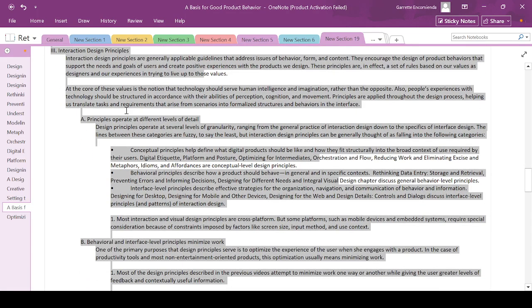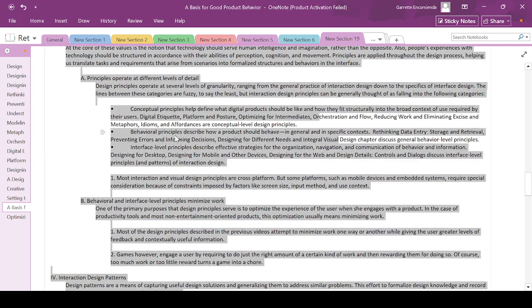At the core of these values is the notion that technology should serve human intelligence and imagination to make it useful, rather than the opposite. Also, people's experiences with technology should be structured in accordance with their abilities of perception, cognition, and movement. Principles are applied throughout the design process, helping us translate tasks and requirements that arise from scenarios into formalized structures and behaviors in the interface. So it allows us to find the user's goal and motivation, and then use the principles that will help them achieve their goals. To make it useful, principles operate at different levels of detail.